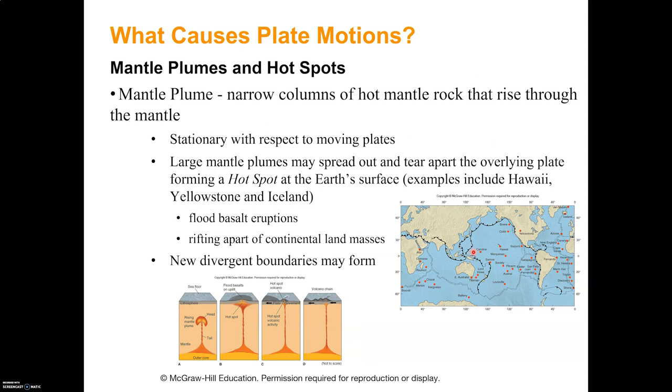Okay, mantle plumes and hot spots. A mantle plume is a column of hot mantle rock that rises through the mantle. It's stationary, it's not moving; it's the plates that are moving over top of it. And so we can have large mantle plumes. They may spread out and tear apart the overlying plate, forming a hot spot. A good example would be Hawaii or Yellowstone.